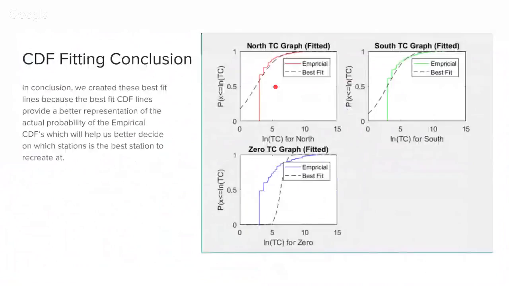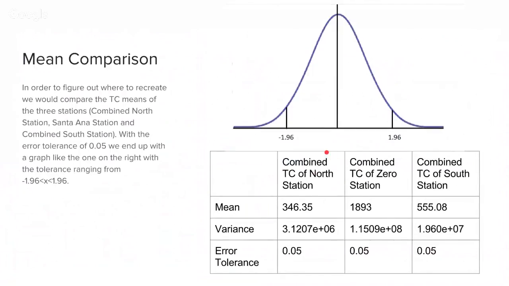So what does this mean? In conclusion, we created these best fit lines because the best fit CDF lines provide a better representation of the actual probability of the empirical CDF. And that will help us better decide which station is the best station to recreate at. In addition to just best fitting the lines, we also did a mean comparison test to figure out which station would be the best one to recreate at.